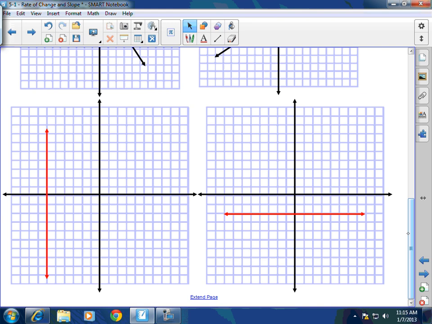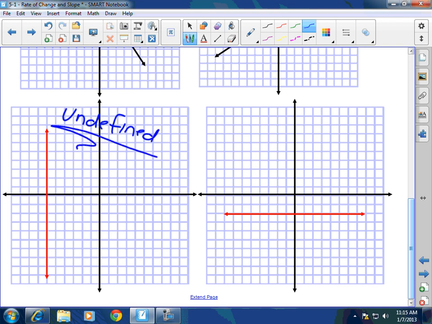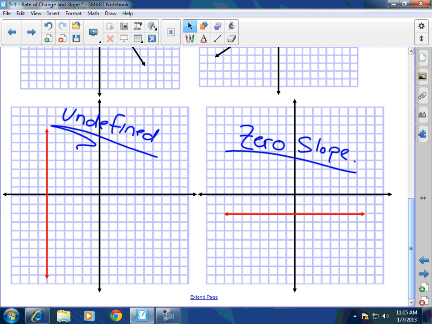Okay, these are easy. What's the slope of this bad boy? Undefined. Very good. See how easy it is once you learn it? And what's the slope of this bad boy over here? That's a 0 slope. Well done. Does that make sense so far? We're doing great. Okay, how do you tell the difference between undefined and zero? Zero is going to be a horizontal line, and a vertical line is going to be undefined.